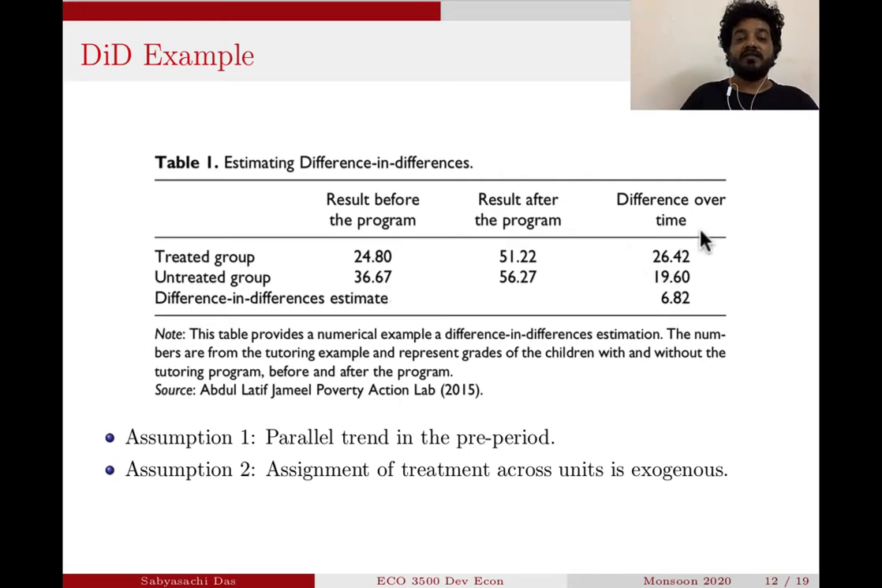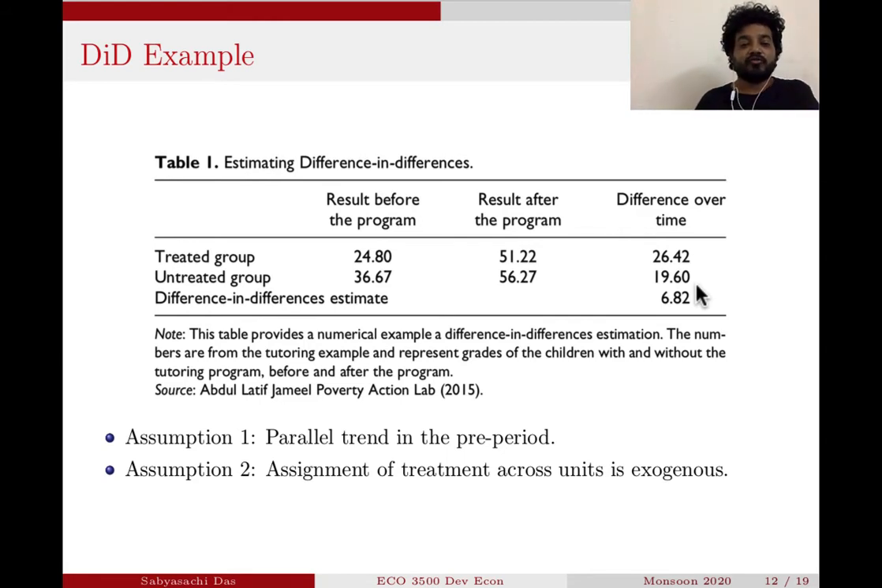But what you see is their actual grade increased by 26.4. So the difference between these two differences gives you a measure of 6.82, and that you attribute to the effect of the program. So the tutoring program actually increased the grades on average by 6.82. Okay, so that's the interpretation.